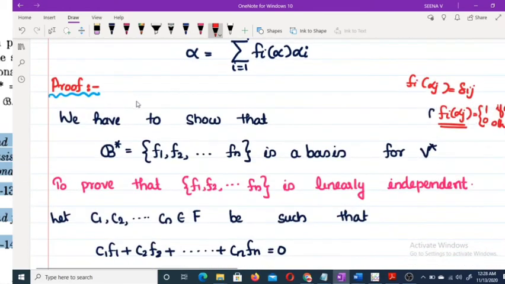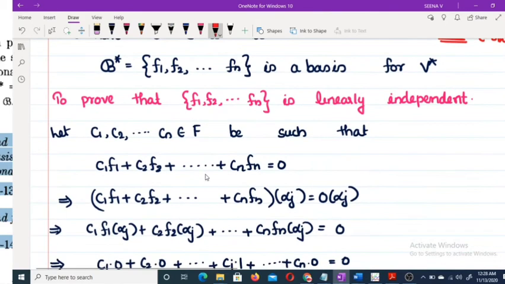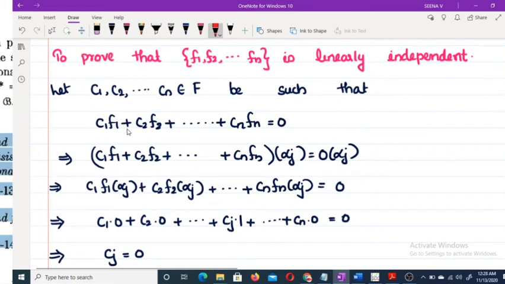Therefore, to prove this forms a basis, it is enough to prove that this set is linearly independent. For this, let c1, c2, etc., cn belong to F such that c1 f1 plus c2 f2 plus etc. plus cn fn equal to 0. This linear combination of functions equal to 0 means it is equal to the zero function. Here it is actually the zero functional.